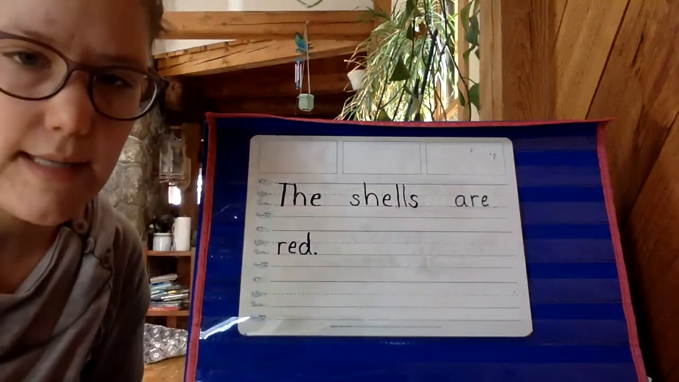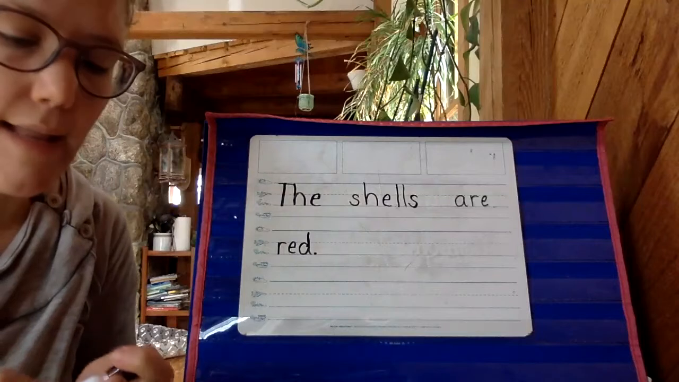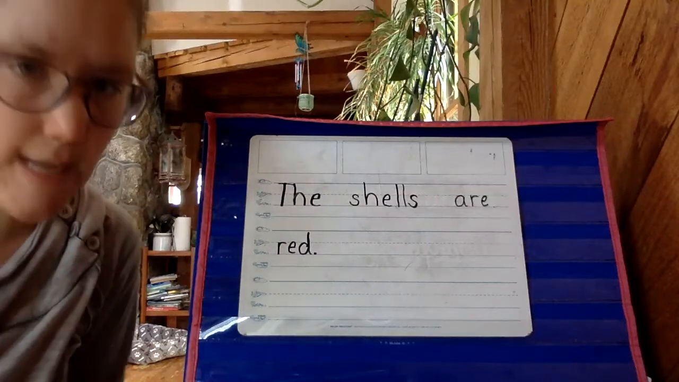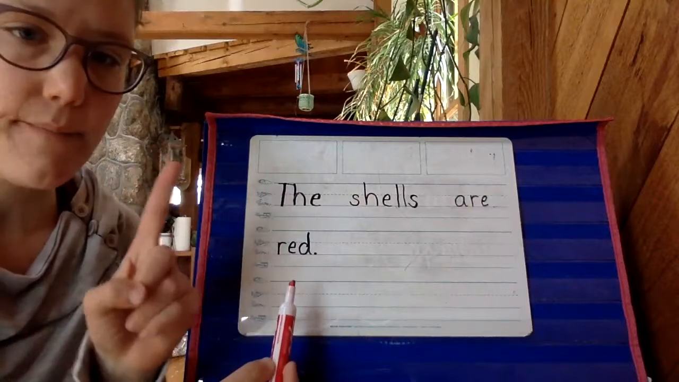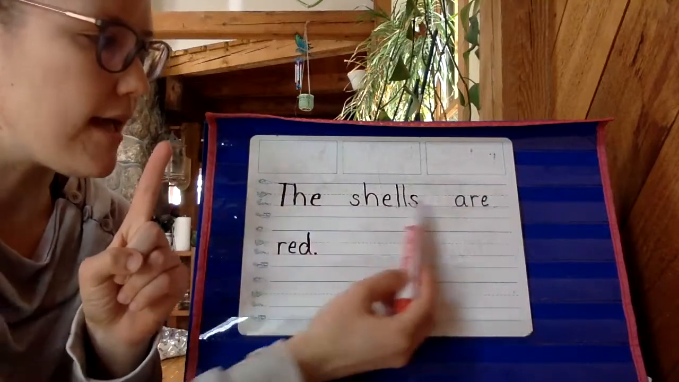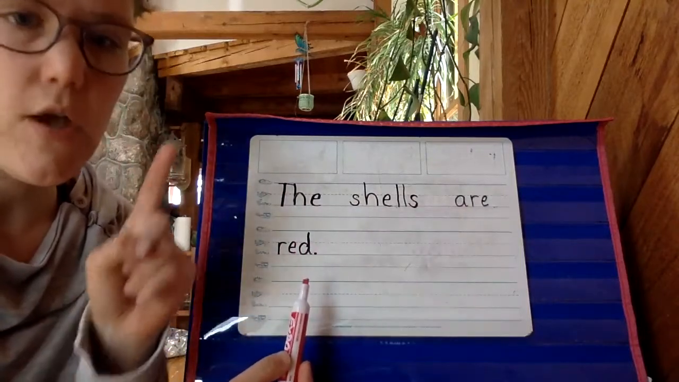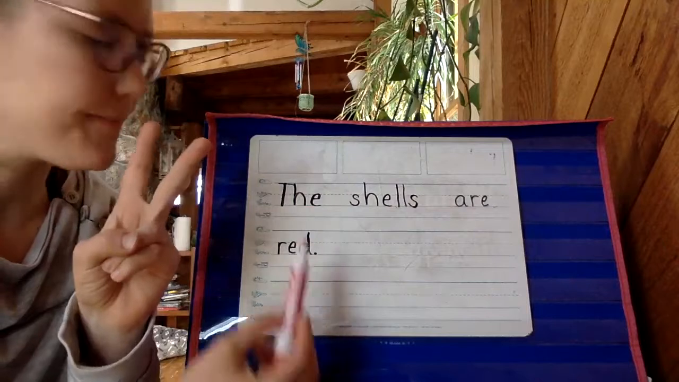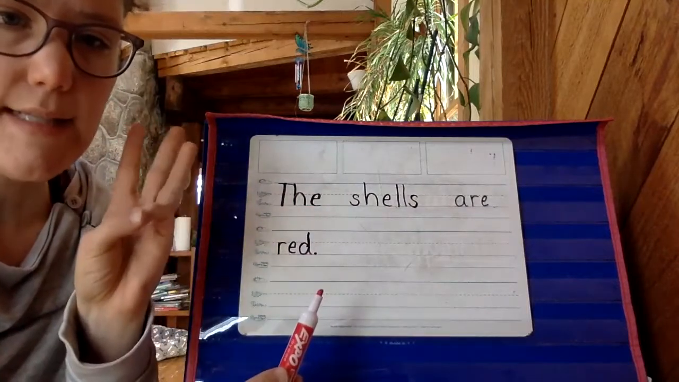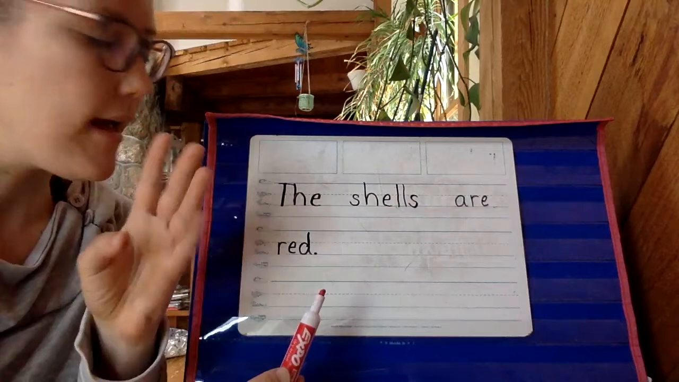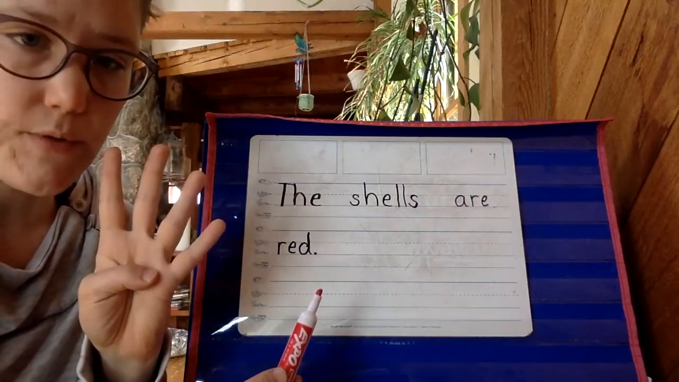Don't forget your period at the end. Now, once your sentence is done, the shells are red, check to see, do I have all the words? The shells are red. Yes, I do. Do I have a capital at the beginning? Yes, I do. A period at the end? Yes, I do. Do I have spaces? Yes, I do.